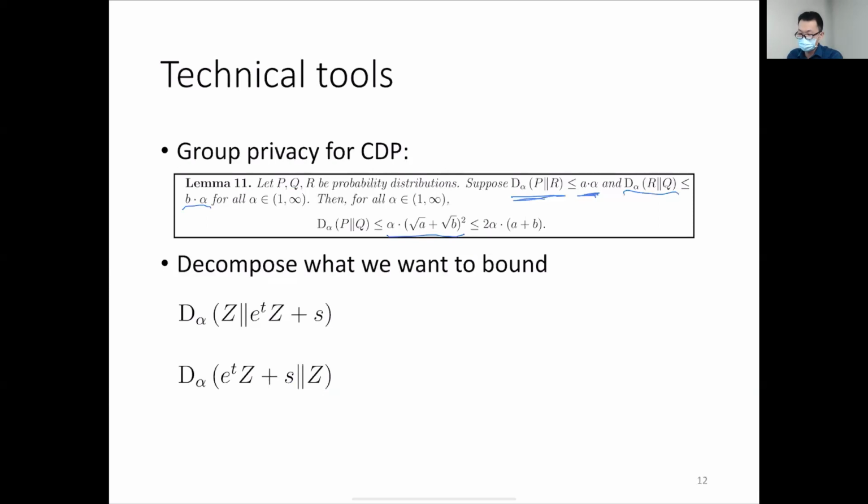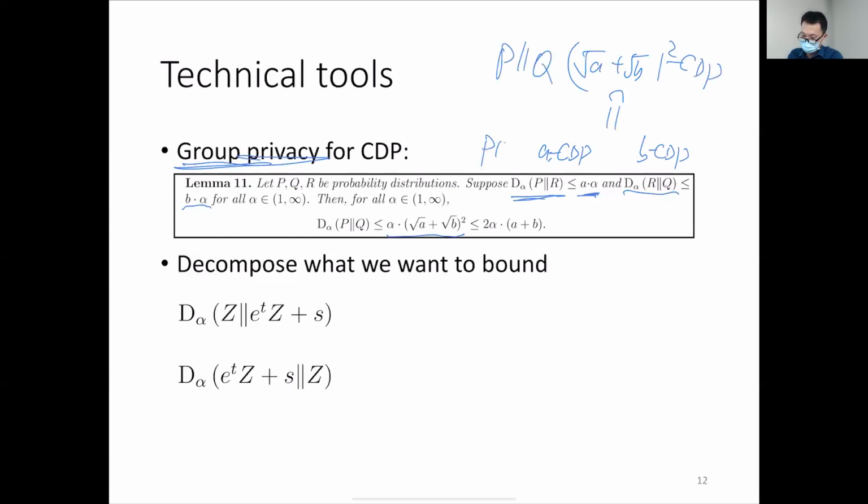So this is saying that A-CDP and B-CDP, and if we just compose them, it's not the same as the composition of mechanisms, because this is trying to do the group privacy, and we want to calculate the Rényi divergence between P and Q. Then these two together imply (square root of A plus square root of B) squared CDP for PQ.